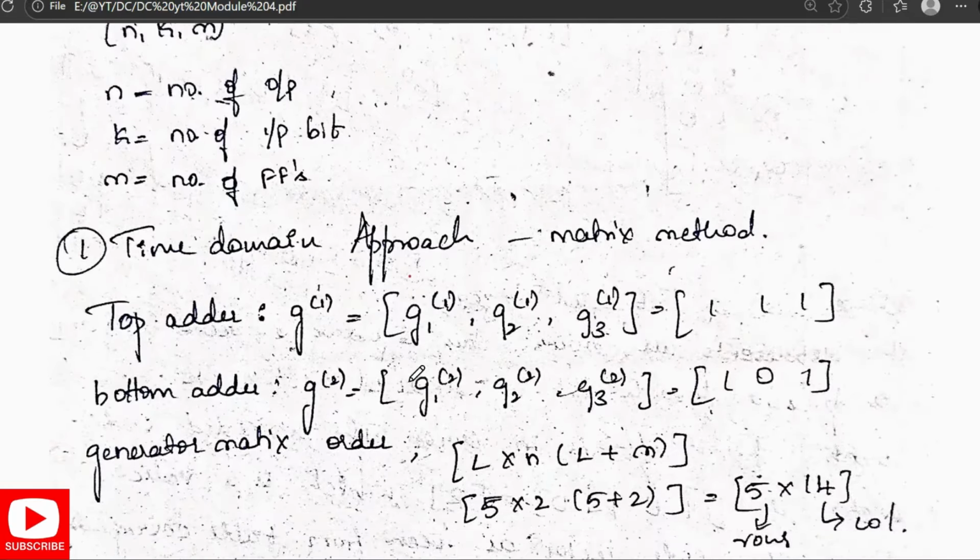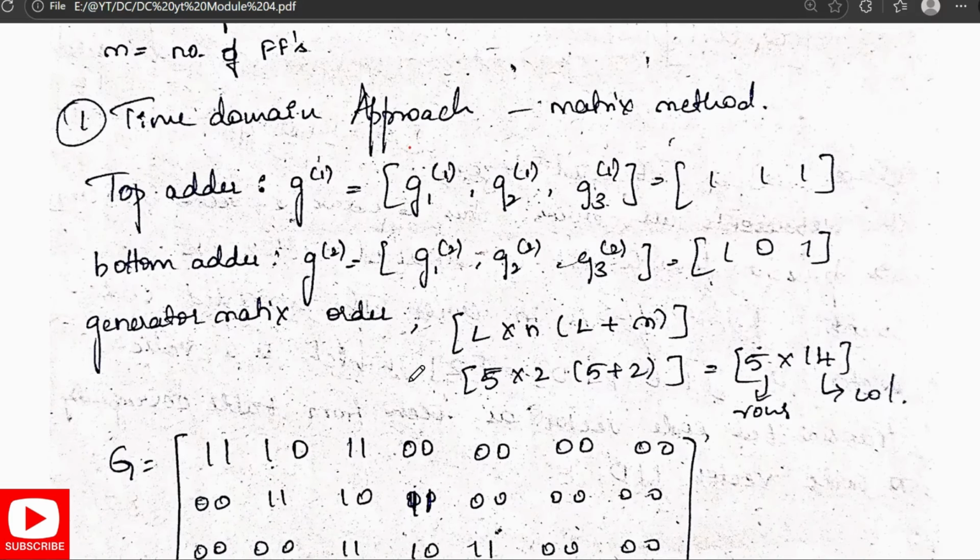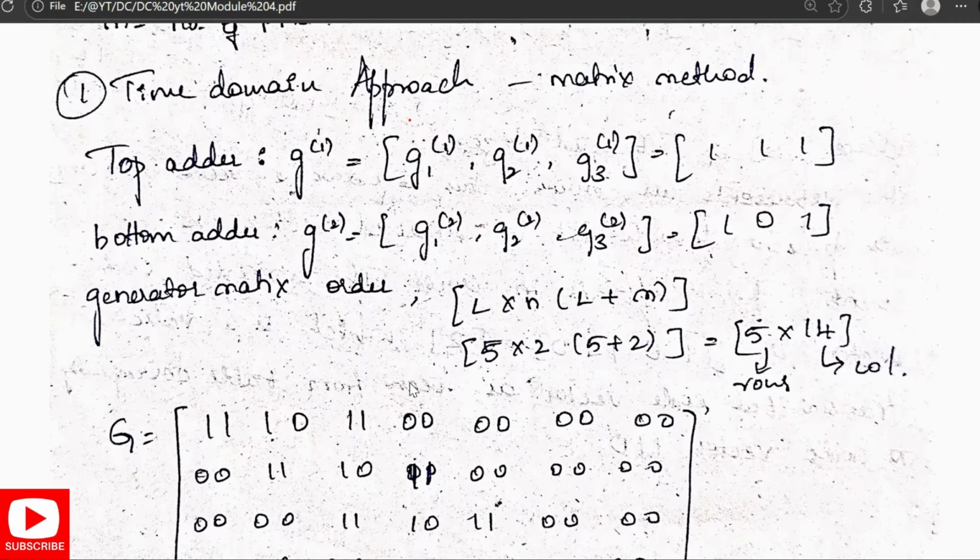In the time domain approach, the matrix method, the top adder above, what are they? That is what we have considered. In the bottom adder, this is what we have considered. So the generator matrix order is given by this formula. From this, we can know the generator matrix size.